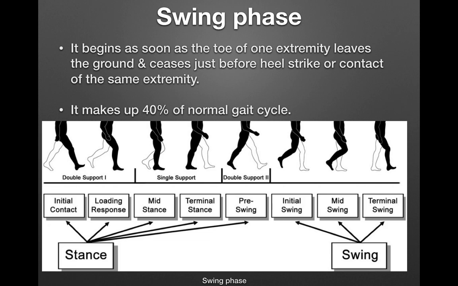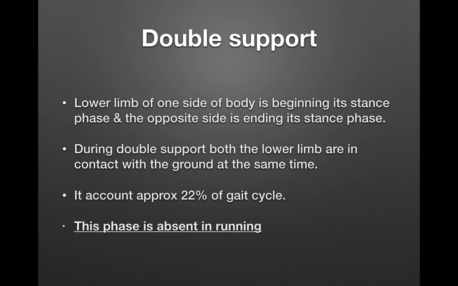Then there is one more terminology, double support. Double support means that part of the gait cycle in which both limbs are in contact with the ground. Ideally, we think that when one foot is in stance phase, the other foot is in swing phase. But there is some 22% of your gait cycle in which both the lower limbs are in contact with the ground.